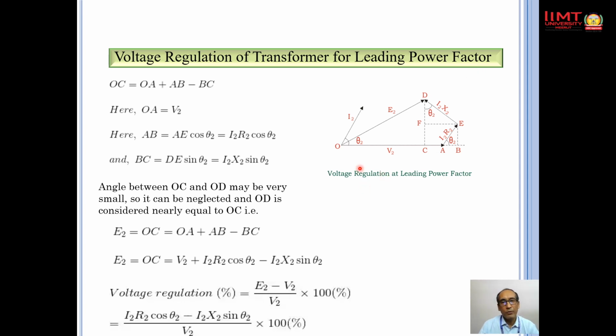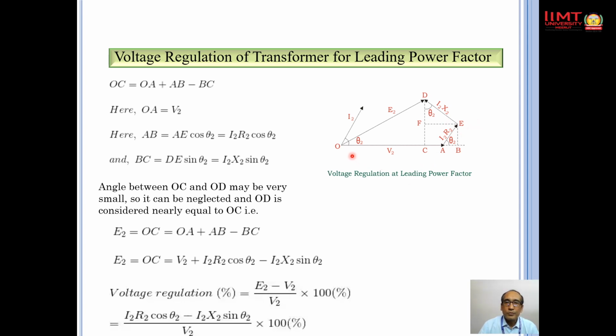So in this case, just like the previous case, we can say OD is representing the secondary induced EMF, that is E2, and what is V2? V2 value in this figure is represented by OA, and AB is the voltage drop at resistive part, so we can say I2R2, and it has the horizontal component, I2R2 cos phi 2. And once again, what about BC? BC and EF are the same, just like in case of lagging system. And you know DE is the I2X2, and this DE, or I2X2, has the vertical component that is equal to FE. What is the value of FE here? The value of FE here is I2X2 sin phi 2.